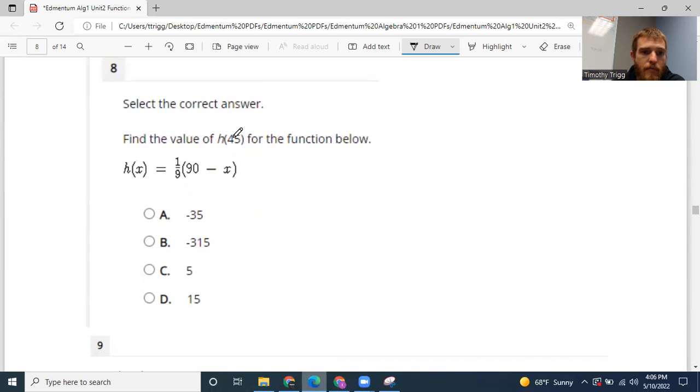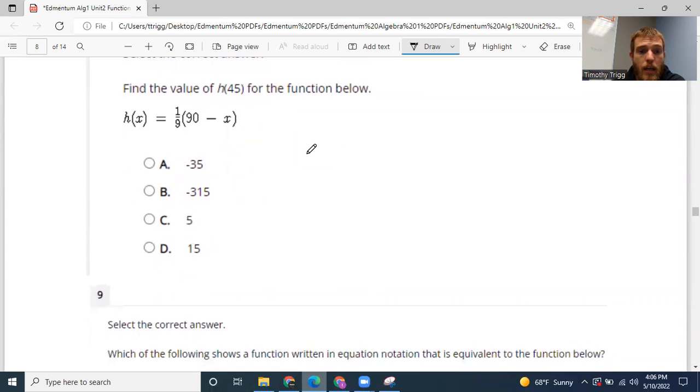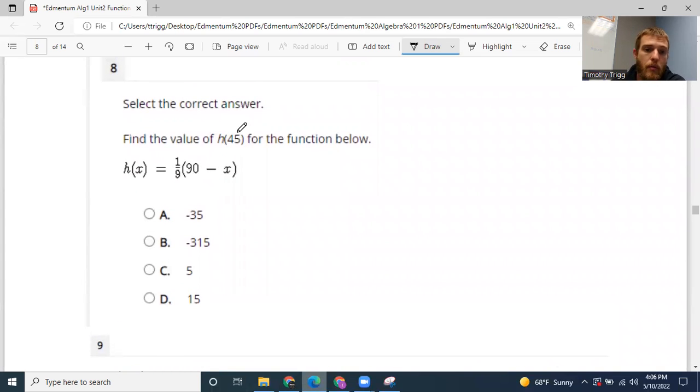Find the value of h of 45 in the function below. So again, I'm replacing the x with whatever this input value is. So in this case, the input value is 45. Replacing x in the function with 45: 1/9 times 90 minus x, minus 45. Again, replacing the x with whatever the input is. Okay, so go ahead and work out what this is. Remember, do the subtraction first because it's in the parentheses.